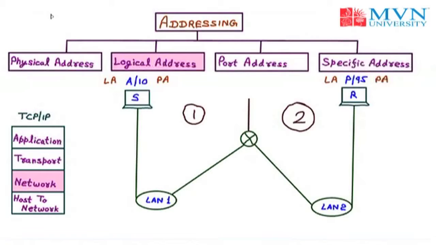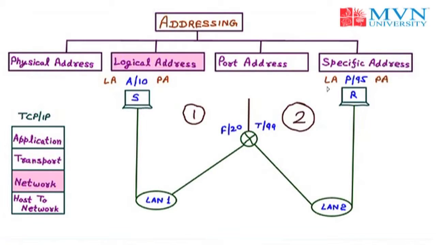So at one side, at LAN 1, the router has the logical address as well as the physical address F by 20. Here F stands for the logical address, 20 stands for the physical address. At the other side, at LAN 2, the router has T by 99. T is the logical address and 99 is the physical address.